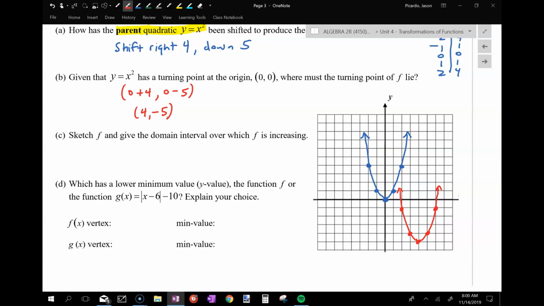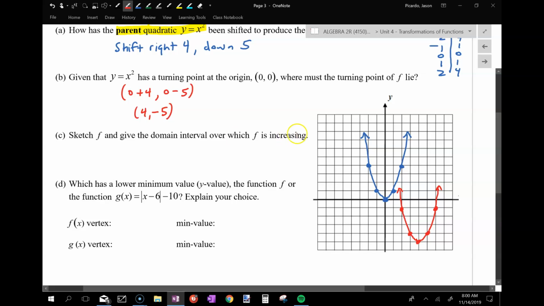Not a new word, guys. A word that you've seen before, a word we haven't talked about in a long time. Increasing. Increasing is the idea of being on the roller coaster, right? So if I get on the red roller coaster and I'm riding it from left to right, am I increasing right here? No, I'm going down until I get to the very bottom, and then I start to increase.